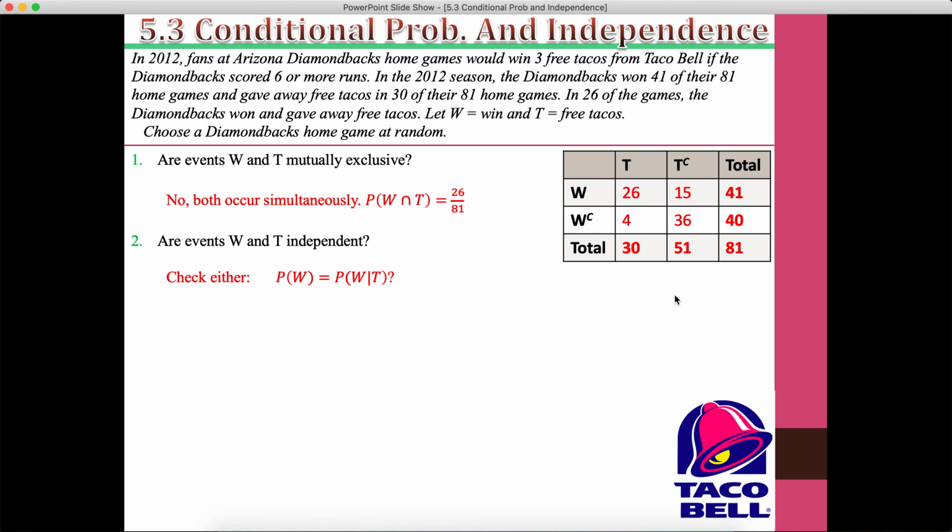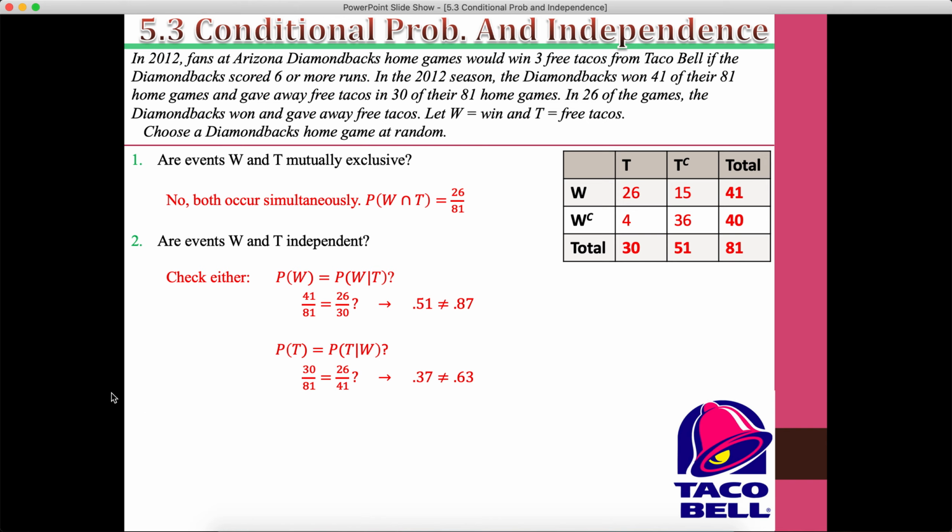There's one of two things that we can check. We can check to see if the probability of winning is the same as the probability of winning given it's a taco game, which is to say that the probability that tacos are handed out is unrelated to the wins. I can do this just by checking the probabilities. 41 out of 81 games are wins. 26 out of the 30 taco games are wins. So it looks like these two things are not the same.